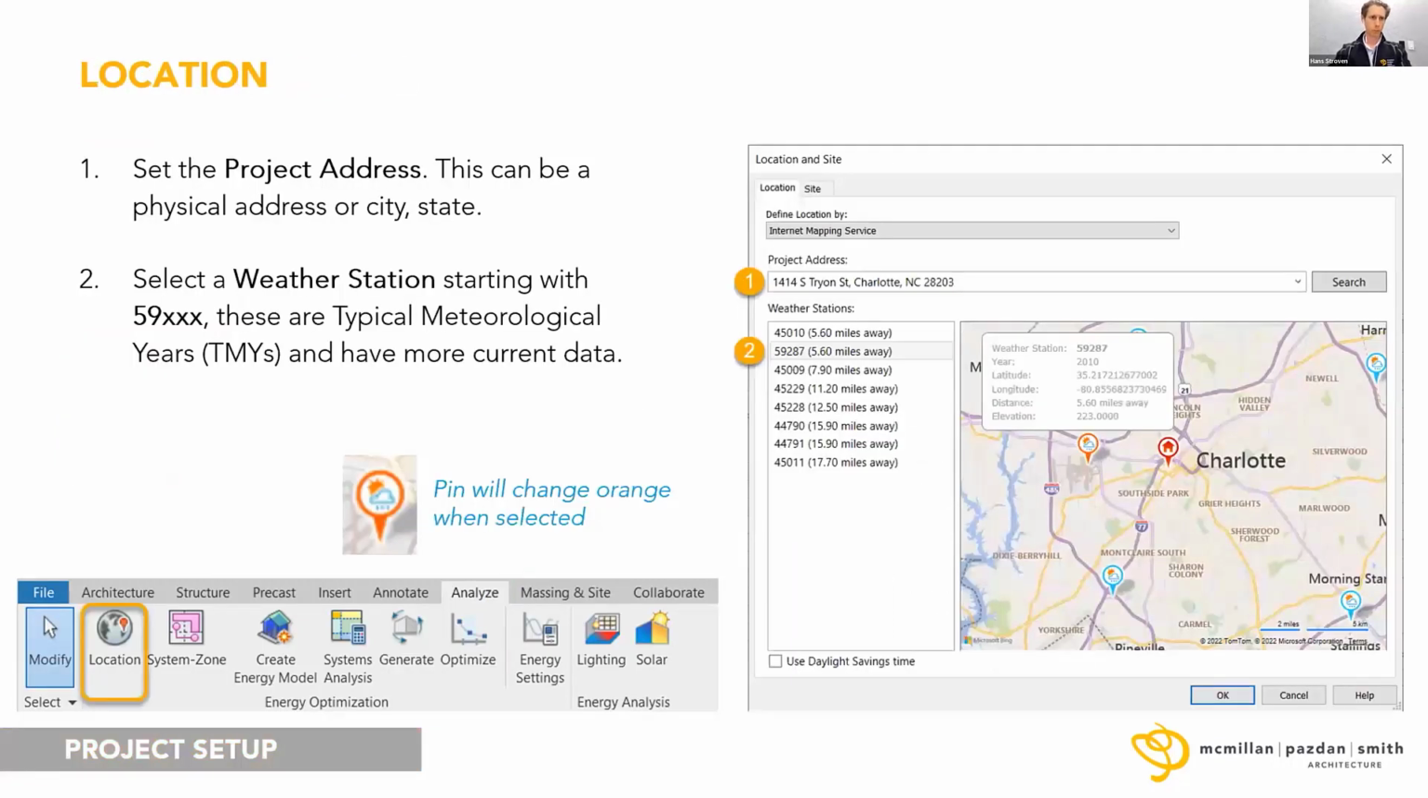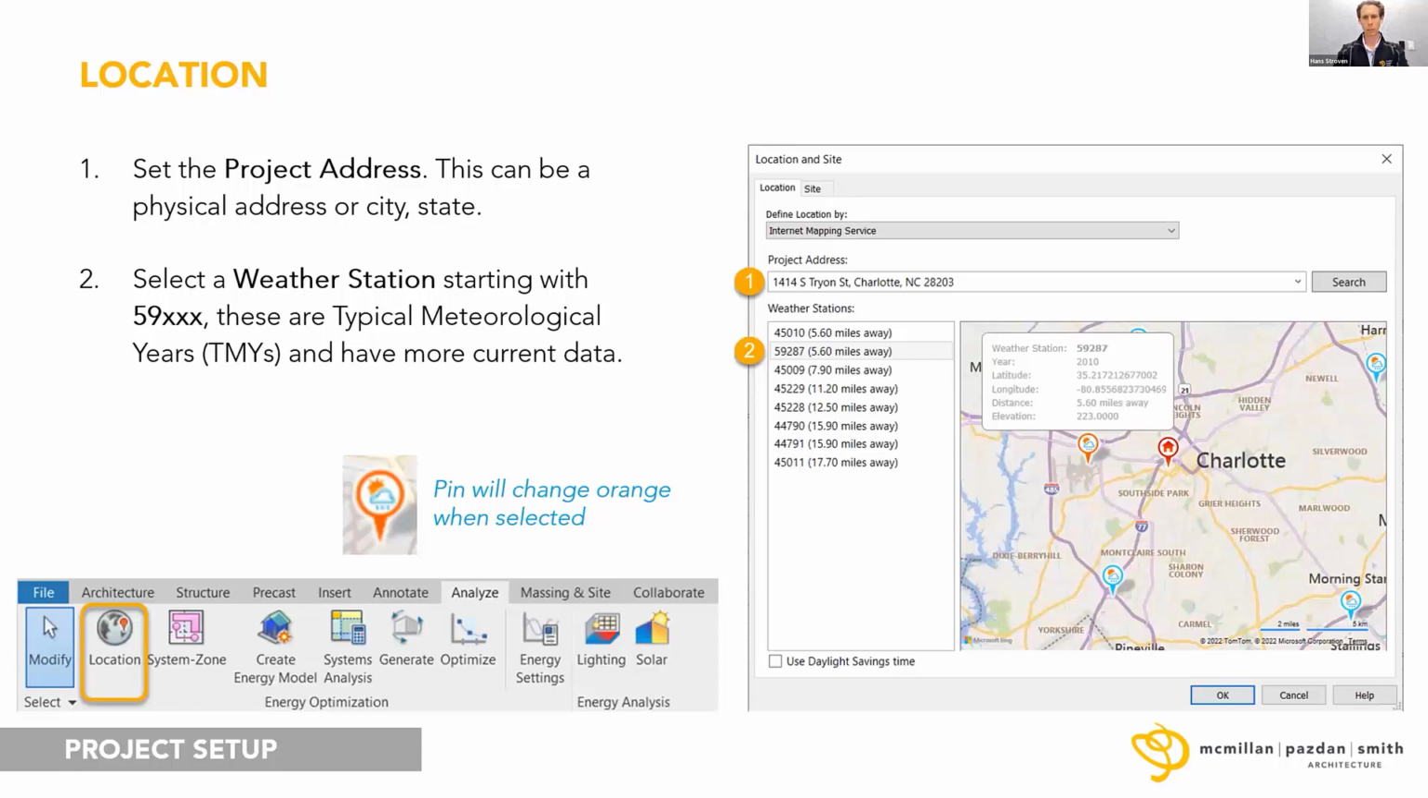So once again, to begin with, we're going to set our project address. This can either be a physical address, or you can just have the basics of whatever your city and state is. And then we'll want to select our weather station. So you can see that red pin is where the project location is, and the orange pin is going to be the weather station you have selected. To note with this, you'll want to preferably select any weather stations with the 59 in front of it. These are usually associated with airports and just have a little bit more current data.